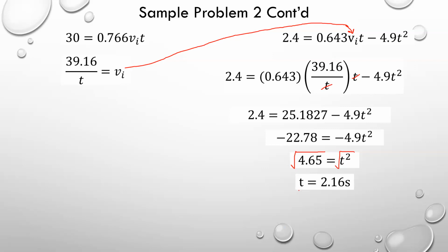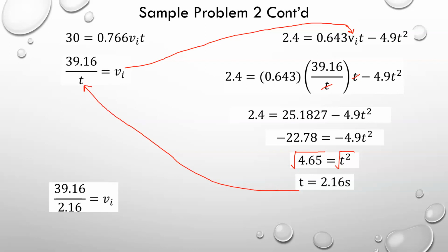So now I can take this t and plug it into this t right here to get Vi. So Vi will equal 39.16 divided by 2.16, which is equal to 18.16 meters per second. So that did seem pretty complicated, but once we came up with our system of equations using the second kinematic, we were able to solve it pretty easily. So just keep these techniques that you've learned for these problems in mind when solving more complicated projectile motion problems.